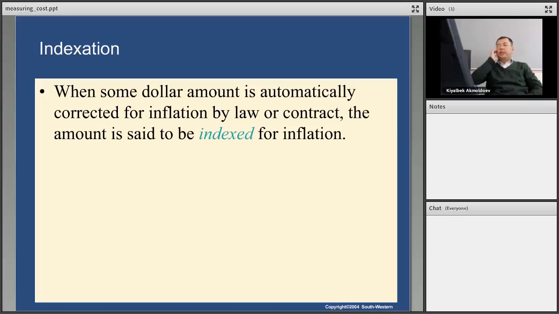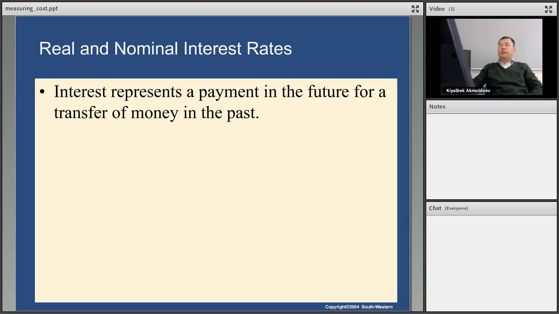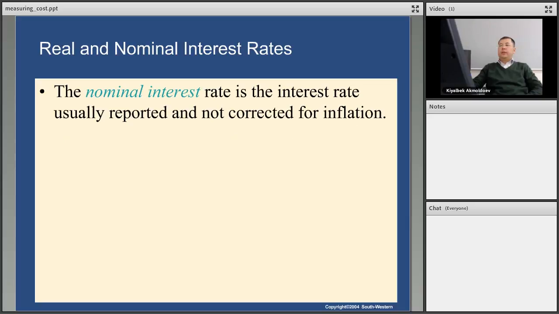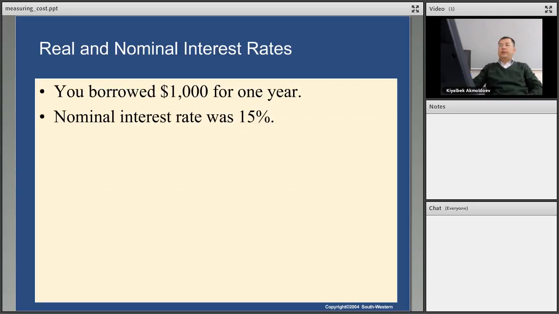When some dollar amount is automatically corrected for inflation by law or contract, the amount is said to be indexed to inflation. Interest represents the payment in the future for a transfer of money in the past. The nominal interest rate is the interest rate usually reported and not corrected for inflation. It is the interest rate a bank pays. The real interest rate is the nominal interest rate that is corrected for the effects of inflation.